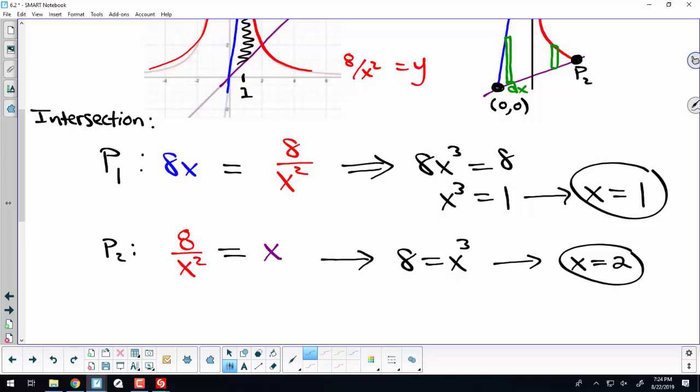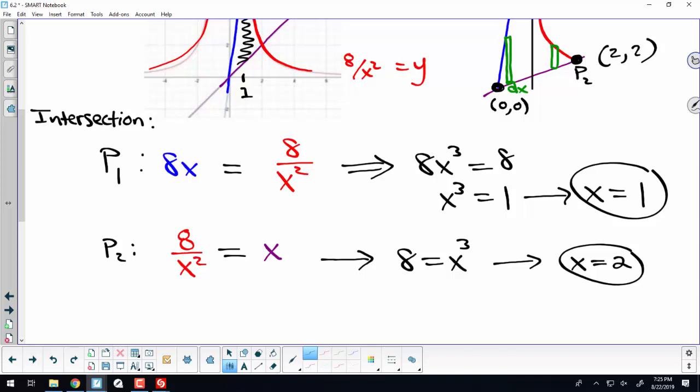So this is the point 2 comma what? 2. 2 comma 2. It's on the line y equals x. Okay. If you've got to integrate with respect to x and y, then yeah, I would recommend finding both coordinates of the ordered pairs.